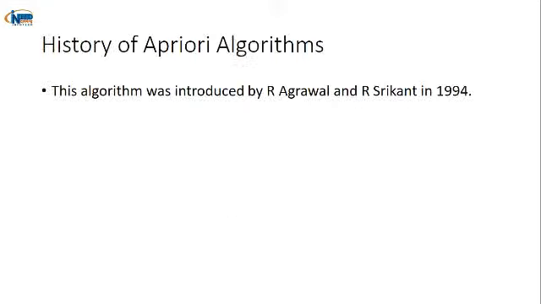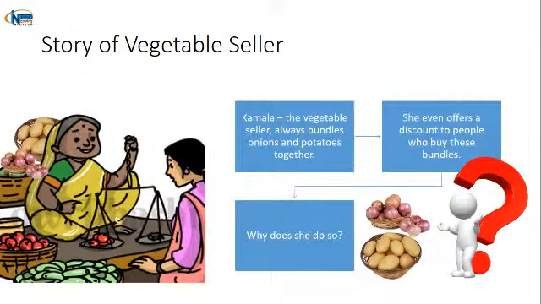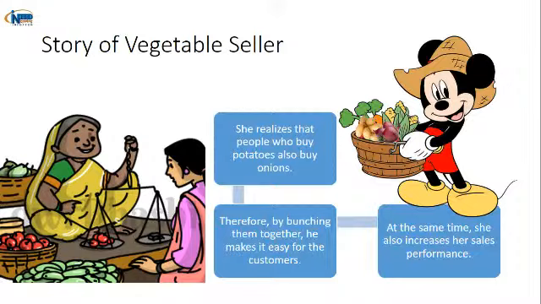Moving ahead, we have the apriori algorithm. This algorithm is being used every day. What is the everyday use of this particular algorithm? You can see that a lady is selling some vegetables. The lady keeps the potatoes and the onions together. Why does she keep them together? Because she knows that potatoes and onions are mostly bought together. If somebody is buying potato, that person may buy onion as well.